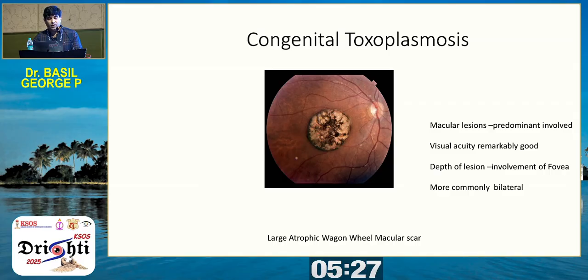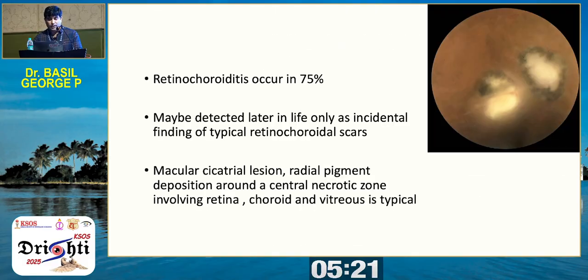And the visual acuity will be remarkably good because of the eccentric fixation, and the lesion is so large that it involves the fovea. And retinochoroiditis will occur in 75% of the cases, and it may be detected later in life as an incidental finding.